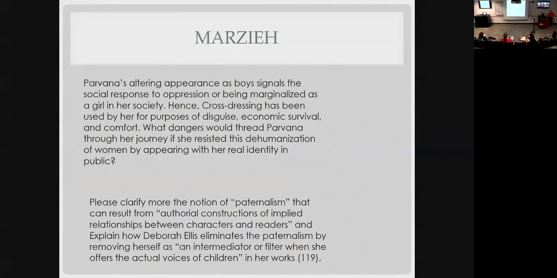Okay. Parvana's altering her appearance as a boy signals the social response to oppression or being marginalized as a girl in her society. Hence, cross-dressing has been used by her for a purpose. So many of you brought up that cross-dressing has been used by her for purposes of disguise, economic survival, and comfort. What dangers would threaten Parvana on her journey if she resisted this dehumanization of women by appearing with her real identity in public? I think that would be disastrous.